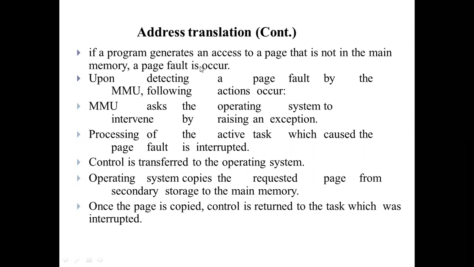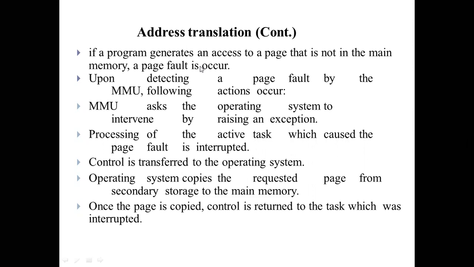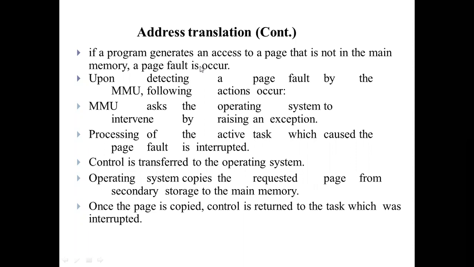When the page is not found in the main memory, it is called a page fault. What are the different operations that take place when a page fault occurs? These are the terms which I have told you. Processing of the active task which caused the page fault is interrupted. Control is transferred to the operating system. The operating system copies the requested page from the secondary storage to the main memory. Once the page is copied, control is returned to the task which was interrupted.